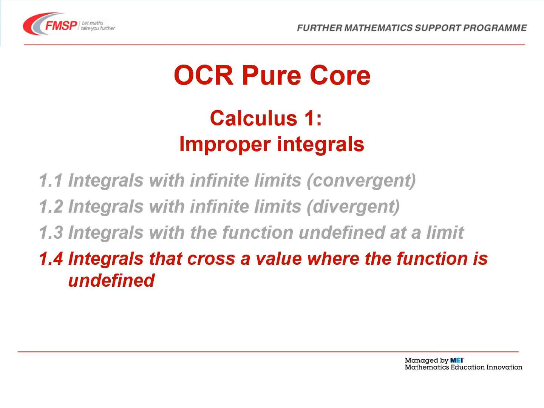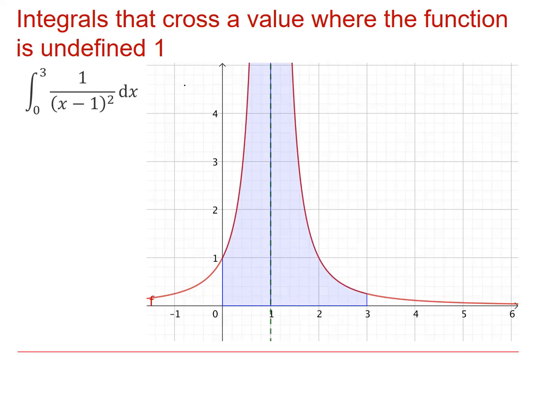This is a video for OCR Pure Core Mathematics, Calculus 1 Improper Integrals, 1.4 Integrals that cross a value where the function is undefined. Let's have a look at this function. It's the function 1 over (x minus 1) all squared, and I'm integrating that between 0 and 3. The graph shows me that there's an issue potentially here at x equals 1. And looking at the algebra, when x equals 1, the bottom line becomes 0, and I've got a potential problem.